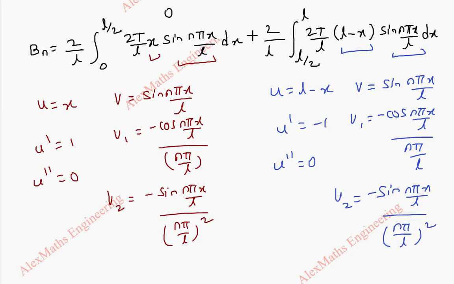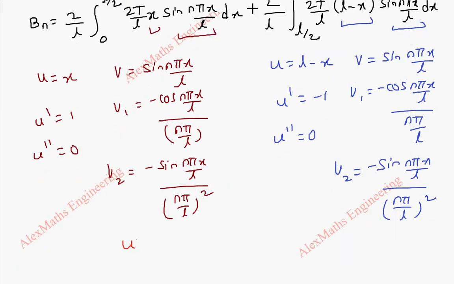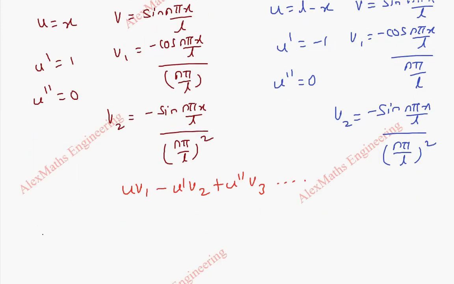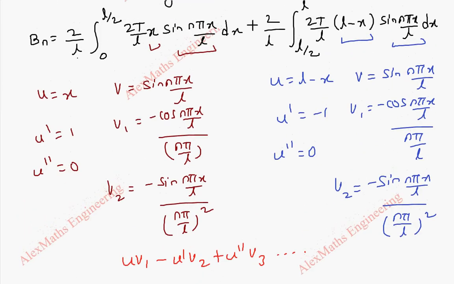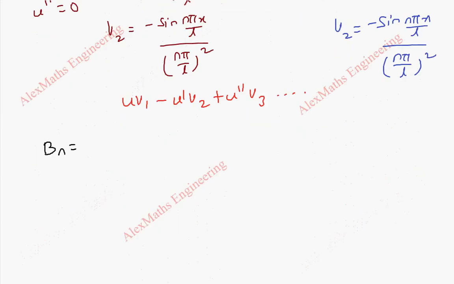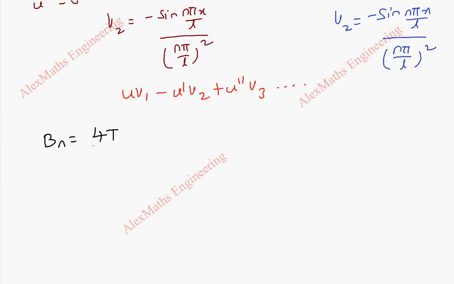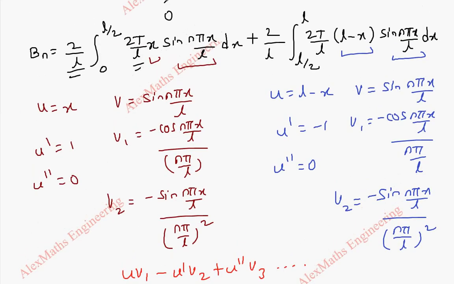Now Bernoulli's formula is u v1 minus u' v2 plus u'' v3 and so on. So we start writing Bn. Already there is 2 by L outside. When this 2t by L is taken outside, it is 4t by L square. So 4t by L square, then open bracket. So 4t by L square is taken.